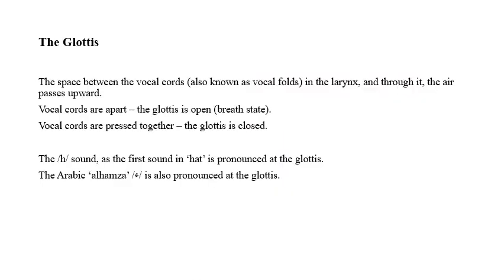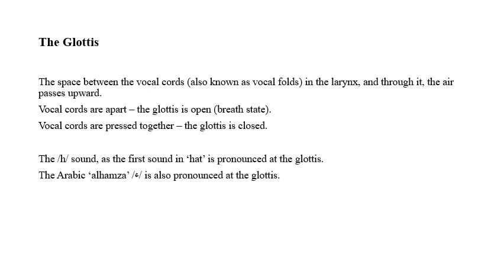Now, the second organ of speech is the glottis. We call it in Arabic lisan al-mizmar. And as I've just said, the glottis refers to the space between the vocal cords in the larynx. And through this space, the air passes upward. Now, when the vocal cords are apart, we say that the glottis is open. And this happens in the breathing state. When we breathe, our vocal cords are separated and the glottis is open. But if the vocal cords are pressed together, then we say the glottis is closed.